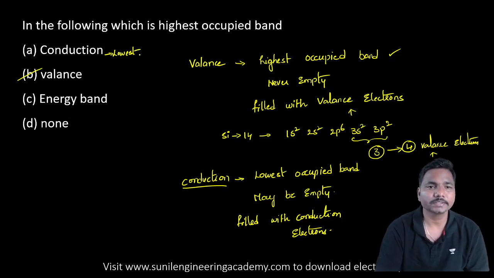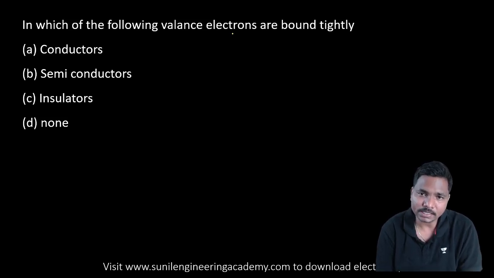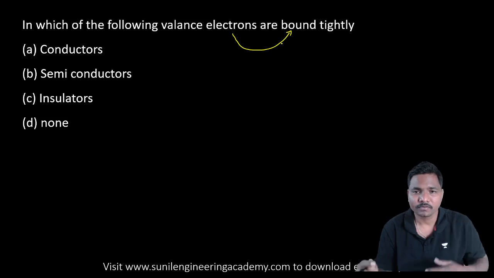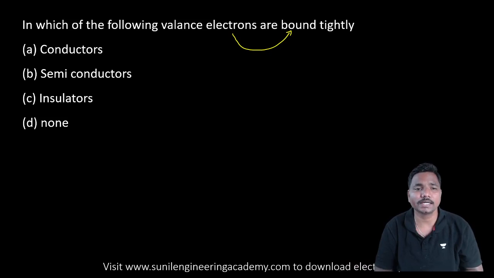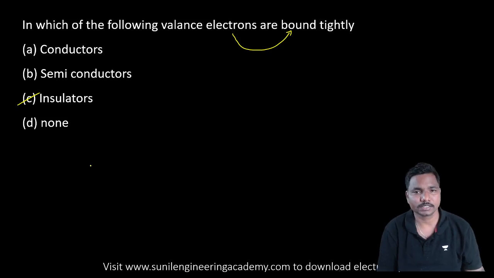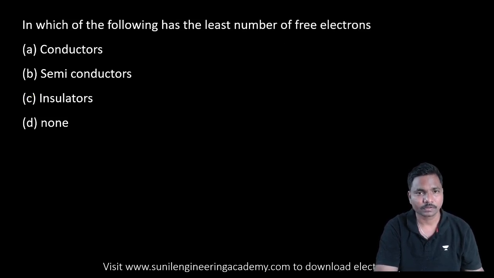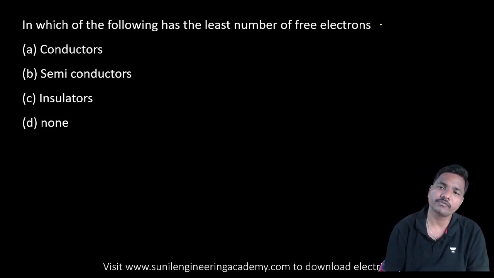Coming to the next question, guys. In the following, in which are valence electrons bound tightly? Whenever the valence electrons are bound tightly, they may not allow electricity. Those are insulators. So we can say in insulators, the valence electrons are bound tightly. Coming to the next question. In which of the following are there the least number of or no free electrons?